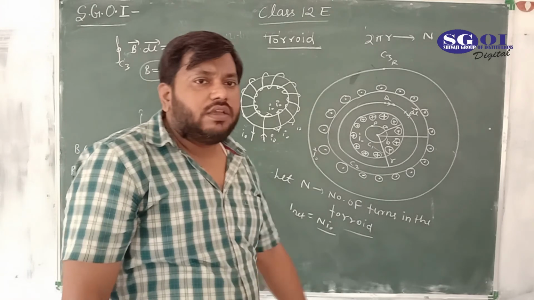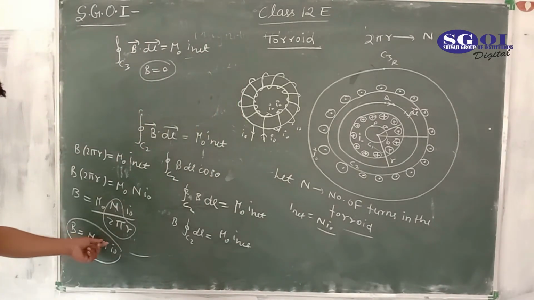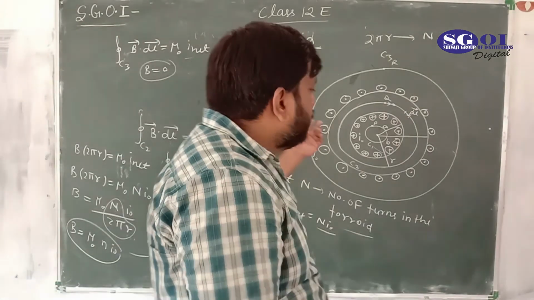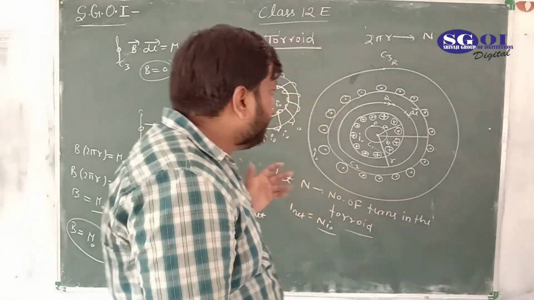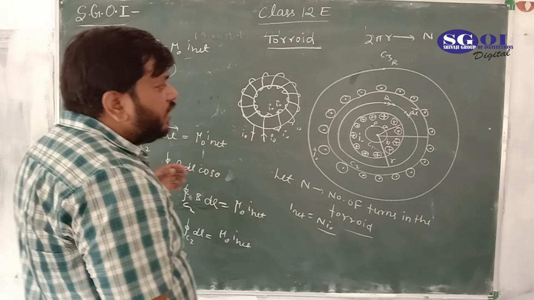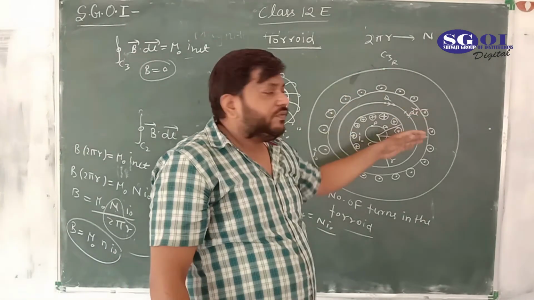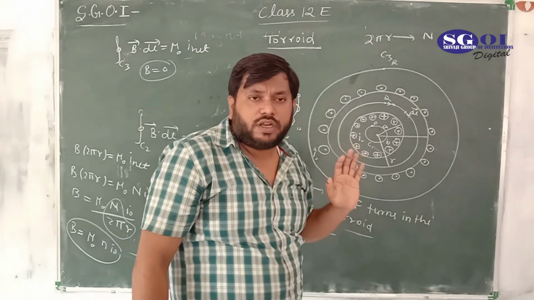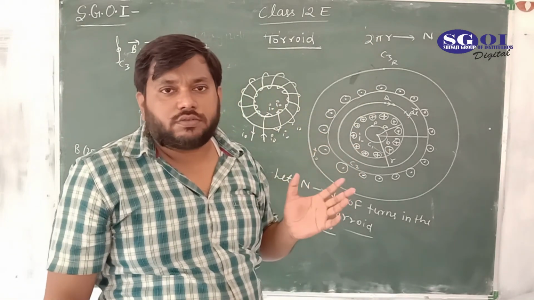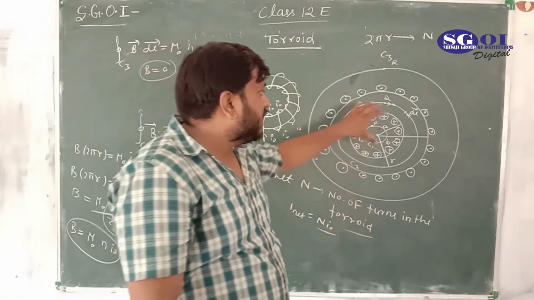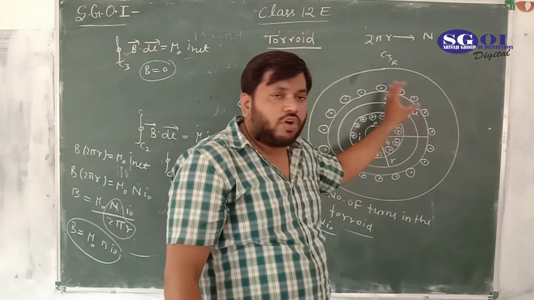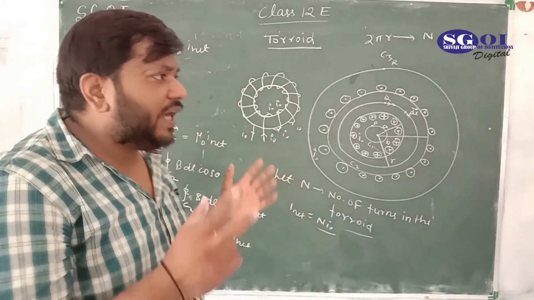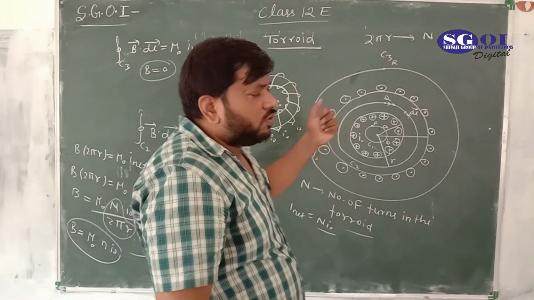So finally, the formula B equal to mu naught n I naught is the same as we derived for the solenoid, but the difference between the toroid and the solenoid you have seen here: the magnetic field inside this portion and outside the toroid is zero, totally zero. There is no magnetic field. It means the magnetic field is confined in this region only. So whenever we require a confined magnetic field, we would use this toroid.